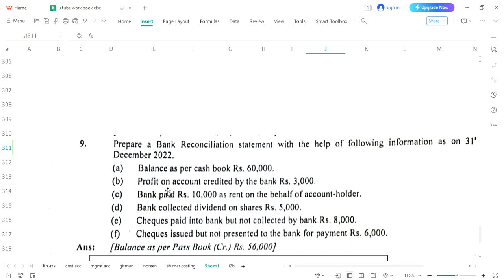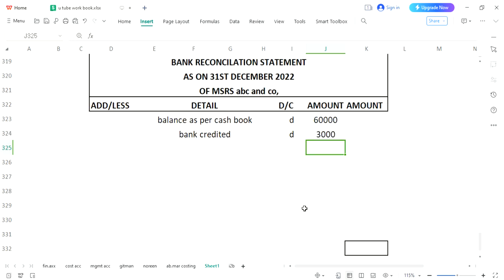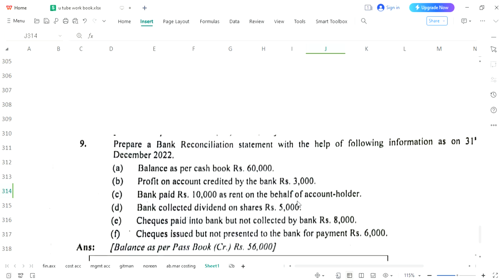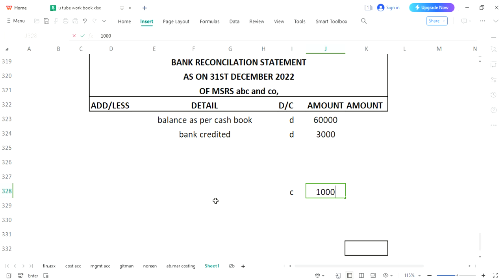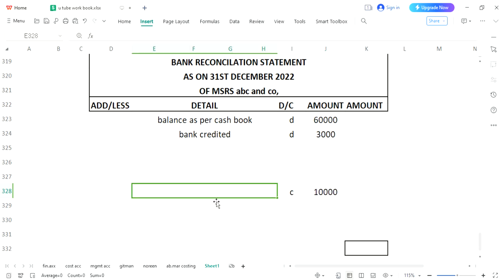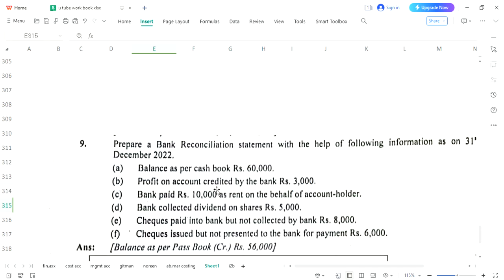Now the next entry, bank paid. It means the amount is going out as rent. Rent is an expense. In all expenses, we will credit the bank. So another separate place would be chosen, credit, and the amount is 10,000. Mention the amount in the amount column, rent paid by bank. Alright guys, so simply we are debiting and crediting.